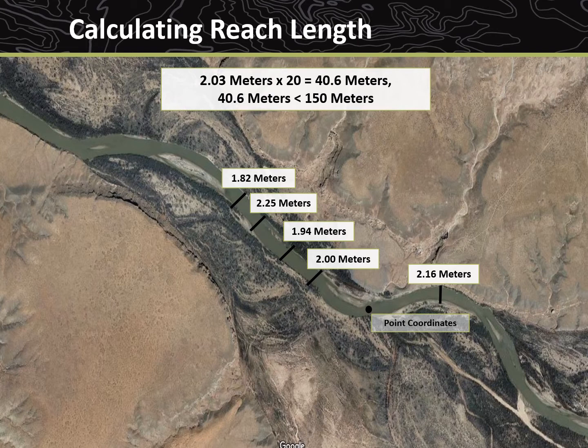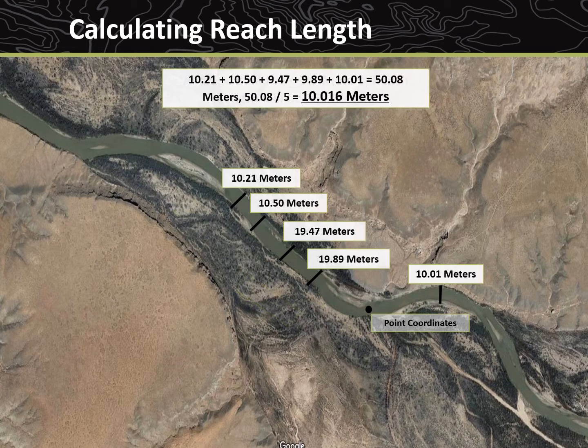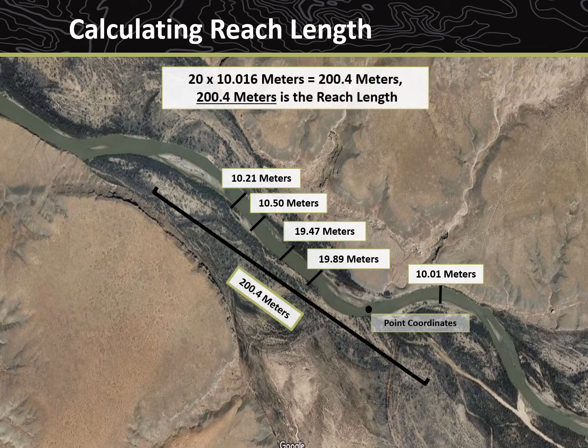2.03 meters times 20 is 40.6 meters, which is less than the minimum reach length of 150 meters. If the average bankfull is less than 7.5 meters, the reach length will be 150 meters. In contrast, if the average bankfull width is greater than 7.5 meters, let's say 10.02 meters like on this stream, the reach length will be 20 times 10.02, or 200.4 meters.